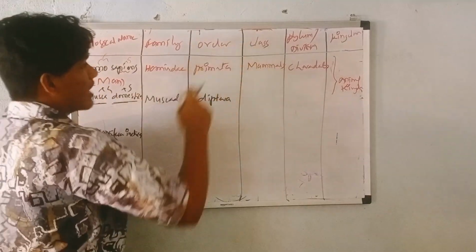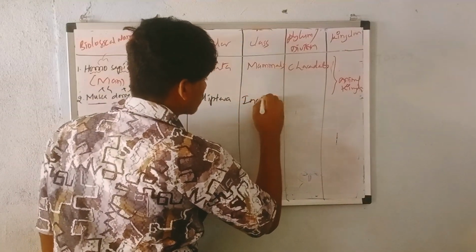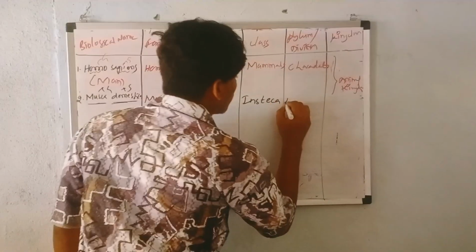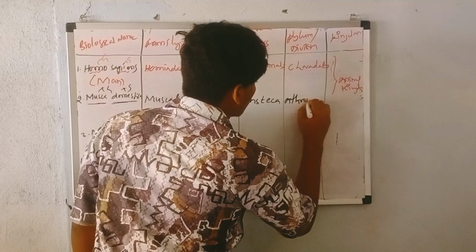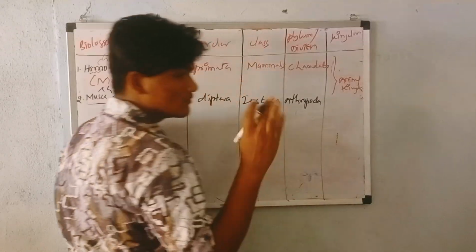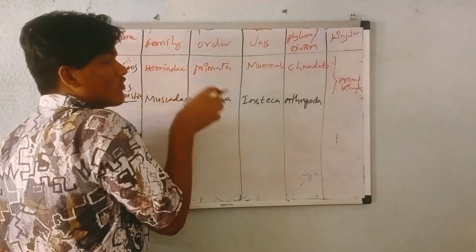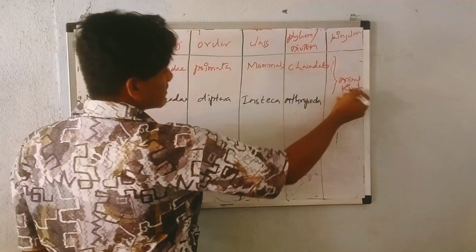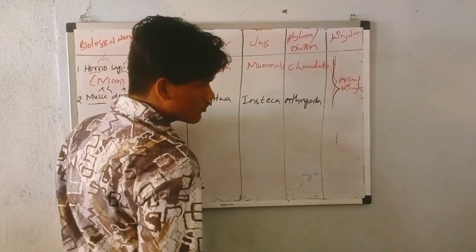If we talk about the class, it is Insecta. They belong to the class Insecta. If we talk about the phylum, it is Arthropoda. Arthropoda is the largest phylum on the earth. It's an invertebrate phylum. So the kingdom is the animal kingdom. You know that both belong to the animal kingdom.